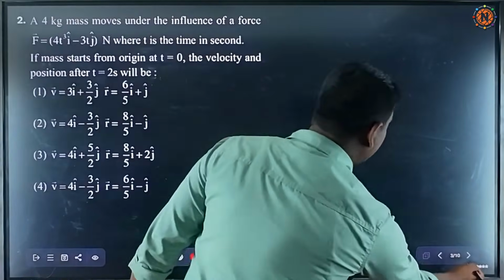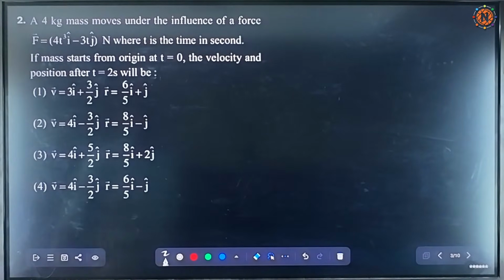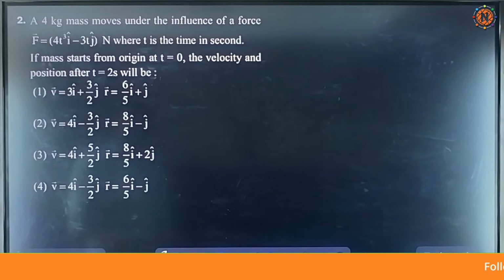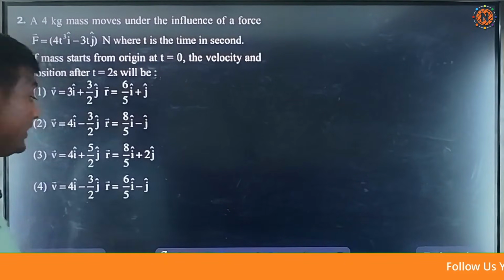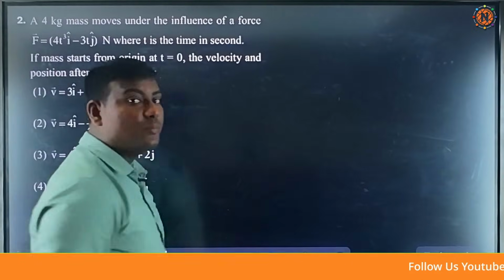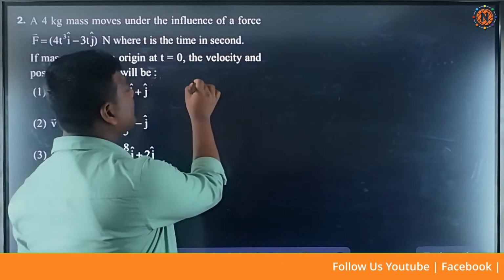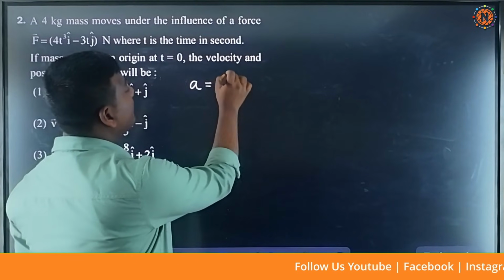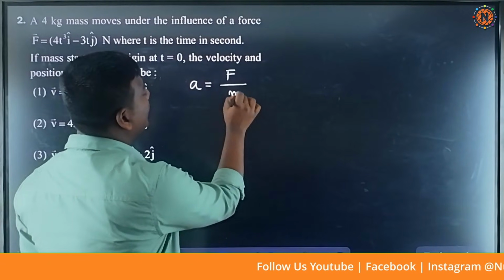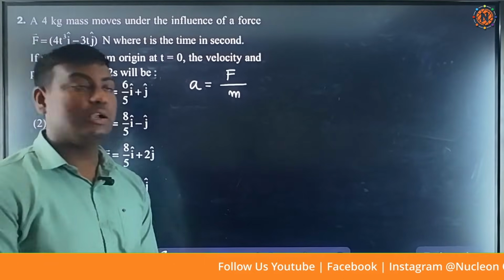Okay, let's go to the next question. A 4 kg mass moves under the influence of a force. This force is given like this, and we need to find the velocity and position after 2 seconds. Okay, so force is given and mass is given. So from this data we can find the acceleration. Acceleration will be force divided by mass. Yes or no? From Newton's second law, F equal to ma.